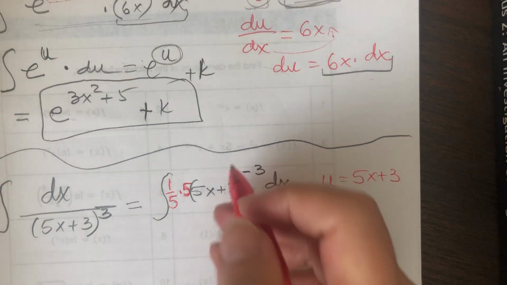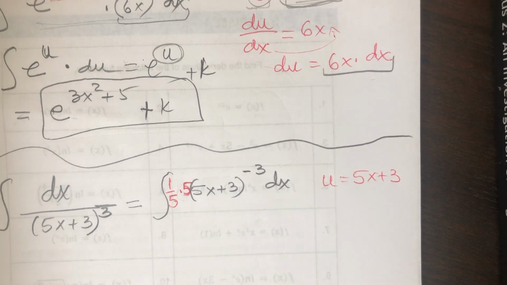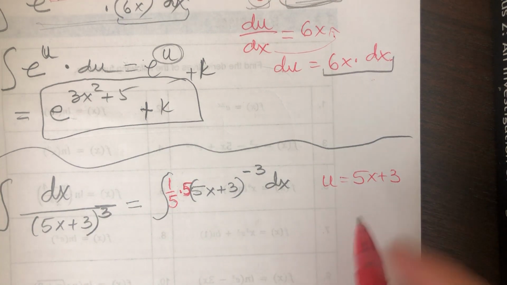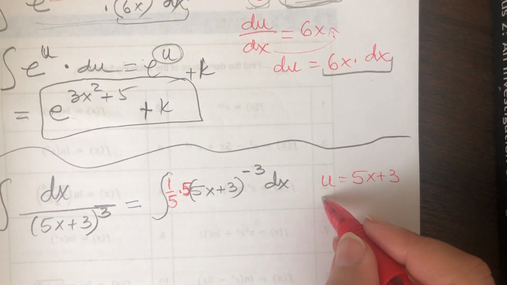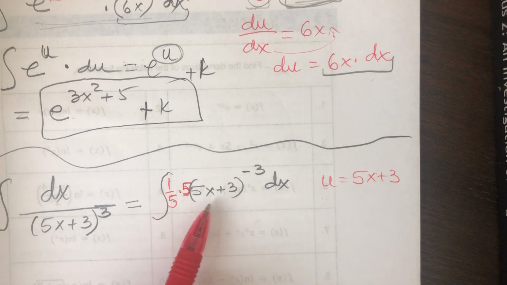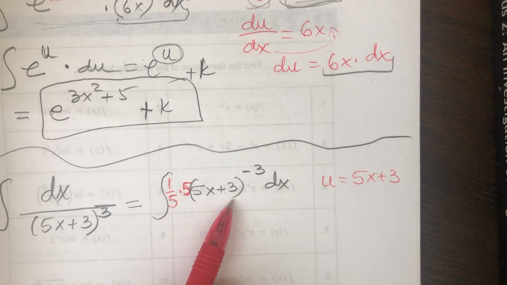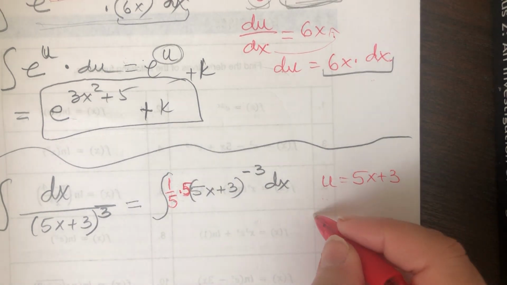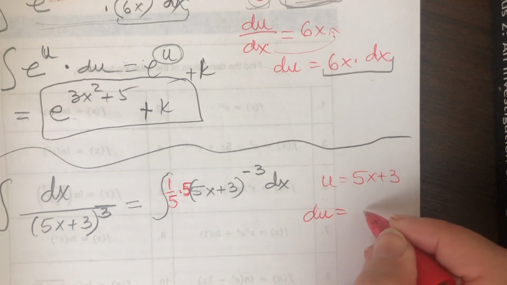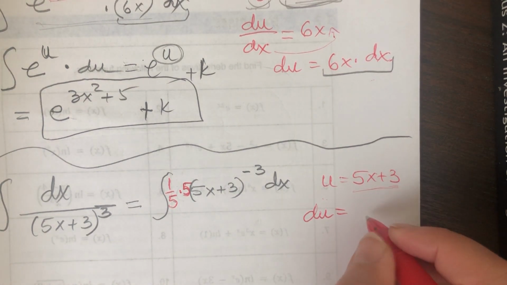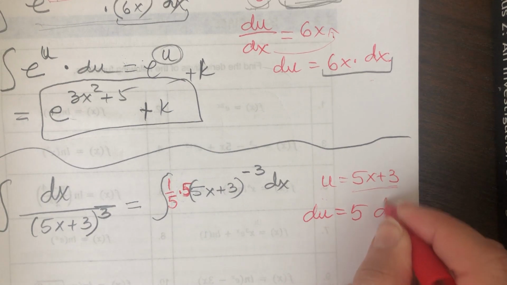What did I do? Well, I multiplied and divided by 5. Wasn't there a 1 in the front? Sure it was. So that 1 can be written as 1/5 times 5. Now, do you see a 5? Yes, it's there. Okay, so we'll do some more and you'll see. So I have my inside function. I called it a u. Now I even see its derivative. So what is du? Du is the derivative of this with respect to x. It's 5 and then dx.